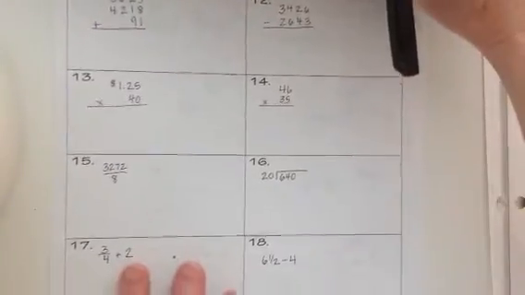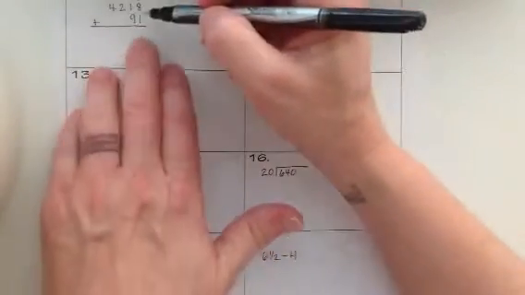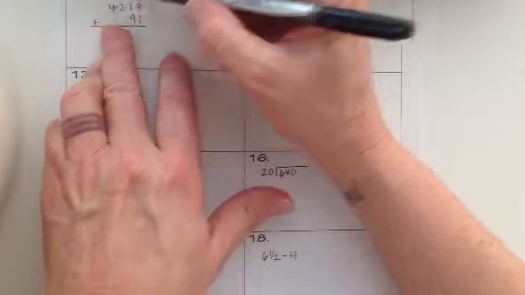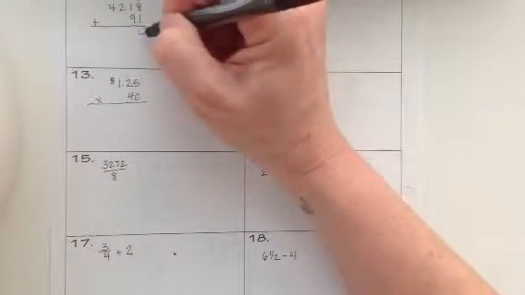Okay? Now, look at number 11. 11 is just addition, but we just need to make sure we are lining up our places in the right, the ones, the tens, the hundreds, and the thousands. So we have 8 plus 1 is 9, plus 5 is 14.